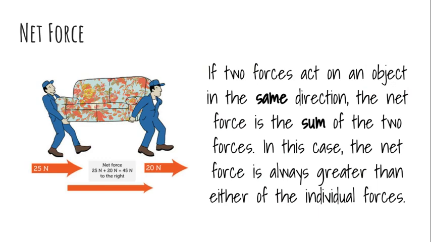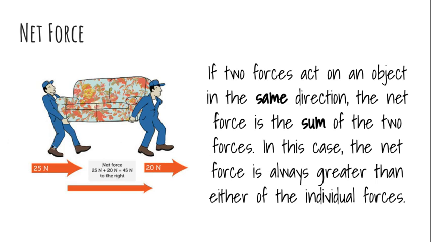Next up is if they're going in the same direction. So in this case, we have 2 brothers. They look like brothers. I'm making that assumption because they look very similar, almost twin-like. But in any case, these movers are moving a couch, and they're both moving it in the same direction. This guy in front is pulling it with 20 newtons of force. This guy on the back end is pushing it with 25 newtons of force.